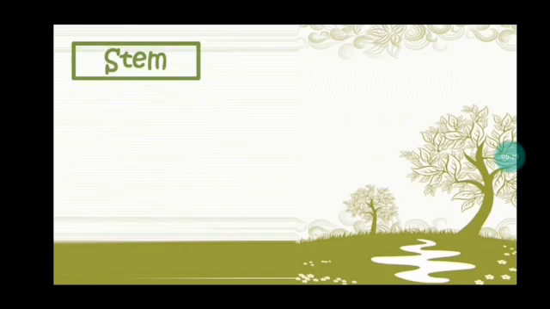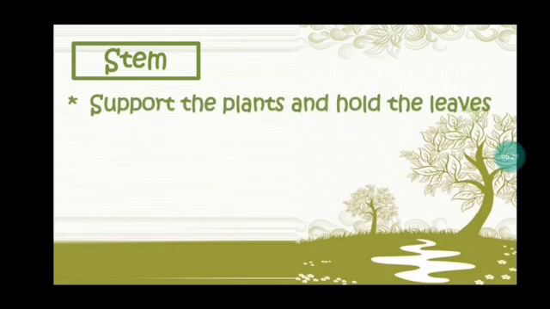And then now let's see the next part. So just now we have studied about leaf. Now let's see the next part, which is about the stem, batang. Okay, now let's see the function. The stem supports the plants and holds the leaf. Jadi tugasnya stem itu apa? Support the plant and also hold the leaf.